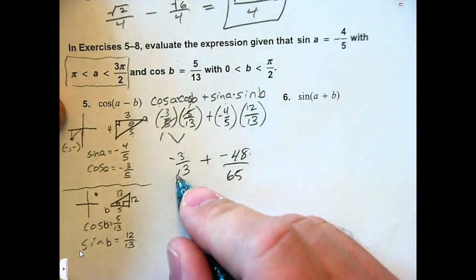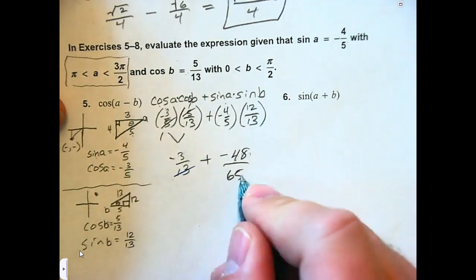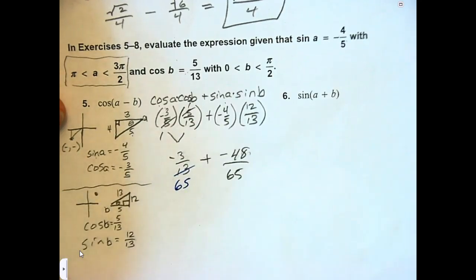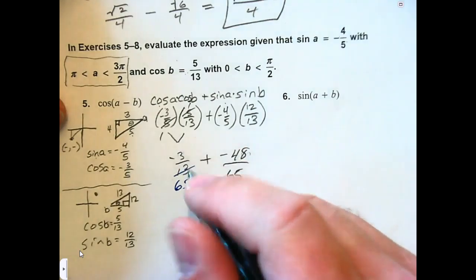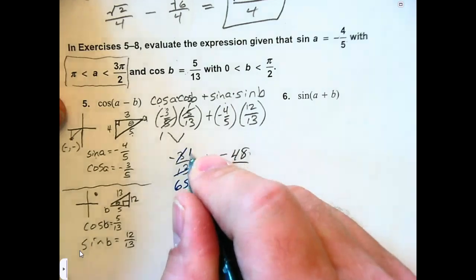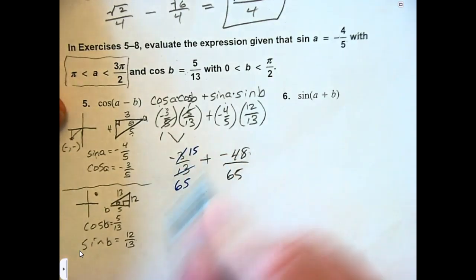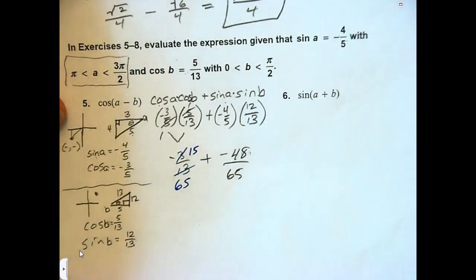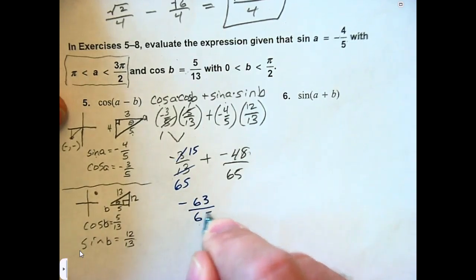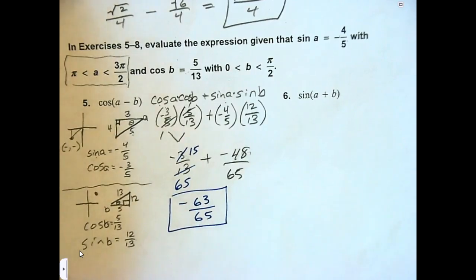All right. 13 and 65 both go into 65. 13 goes into 65 how many times? Yes, 5. Good job. And that would be 3 times 5, which is 15. -15 65ths and -48 65ths is -63 65ths. That is our solution.